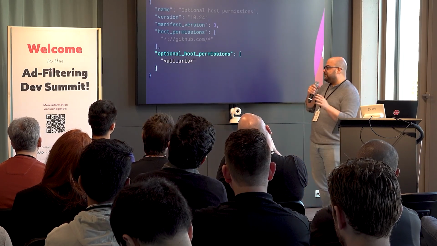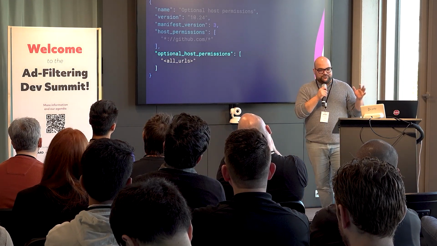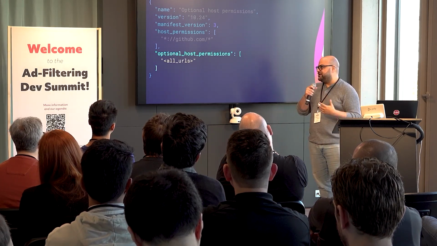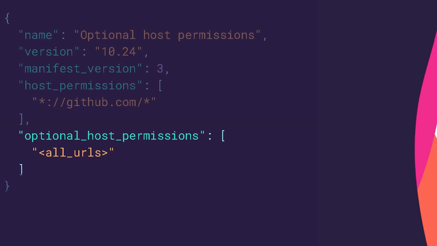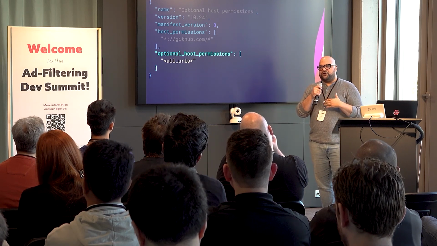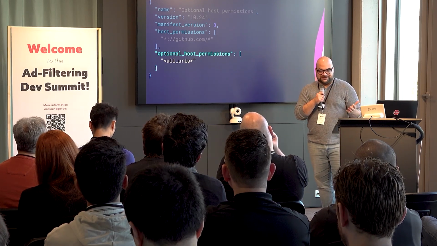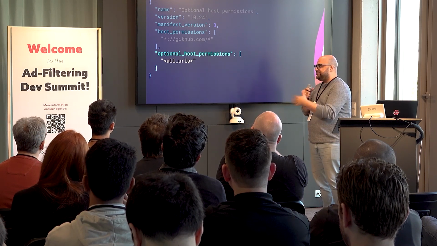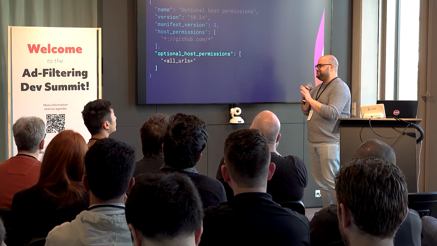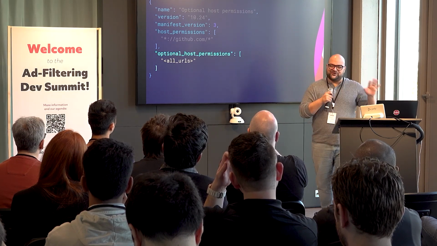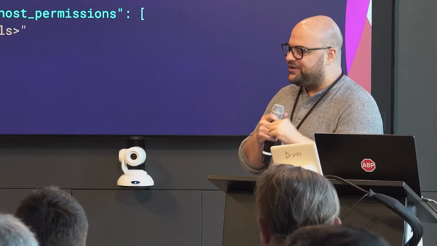So, for example, there are some extensions that run on GitHub, but they also want to run on GitHub Enterprise, which would be hosted internally in your own company. In those cases, you're always going to want access to github.com because that's where you're operating, that's how you work. But you don't know where you would also be needed. So in order to run on those other sites, the only way that you could do that previously was declaring all URLs as your default host permissions. But the extension doesn't want to run everywhere. It only wants to run on GitHub or GitHub Enterprise.